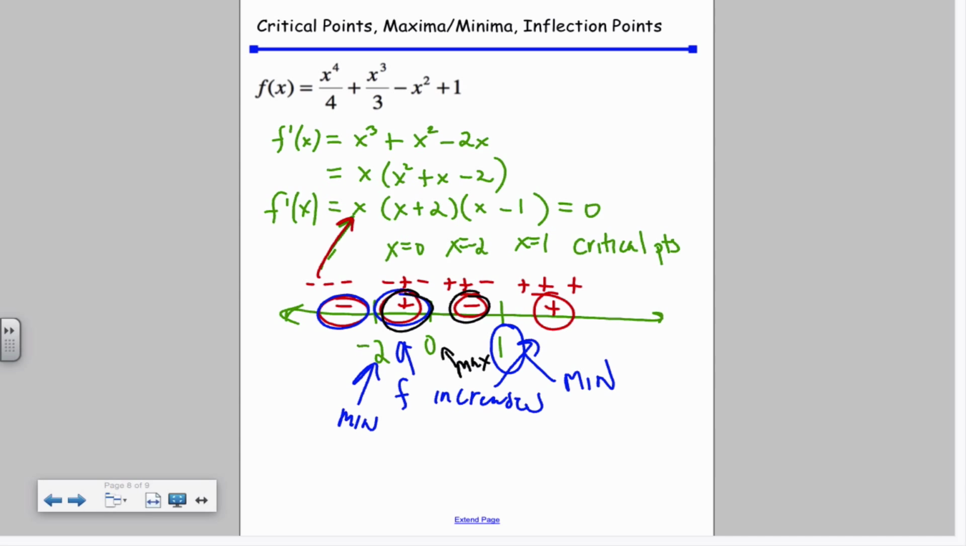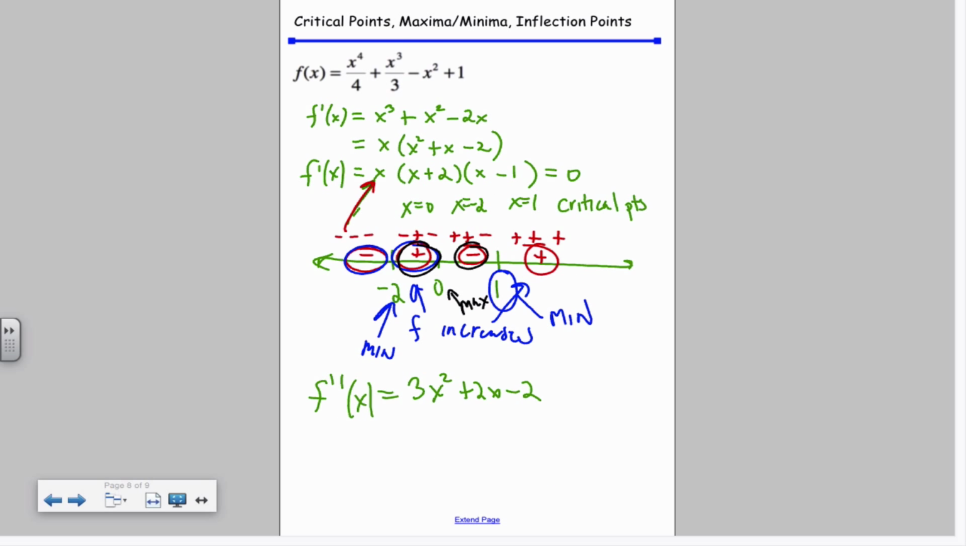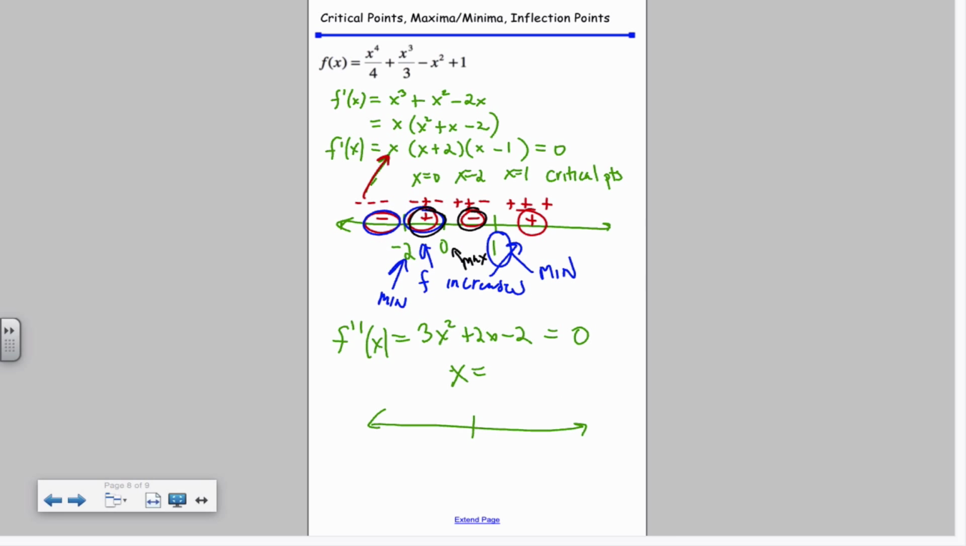All right, let's go ahead and take the second derivative. We're going to have f double prime of x equals 3x squared plus 2x minus 2. What we would have to do is set this equal to 0 to find possible candidates for inflection points. Then we take those values and put them on a number line. I'm not going to solve this quadratic right now; I'm going to leave that to you as an exercise. But the big thing is, when we put the numbers on the number line, we need a sign change to prove that we have an inflection point.